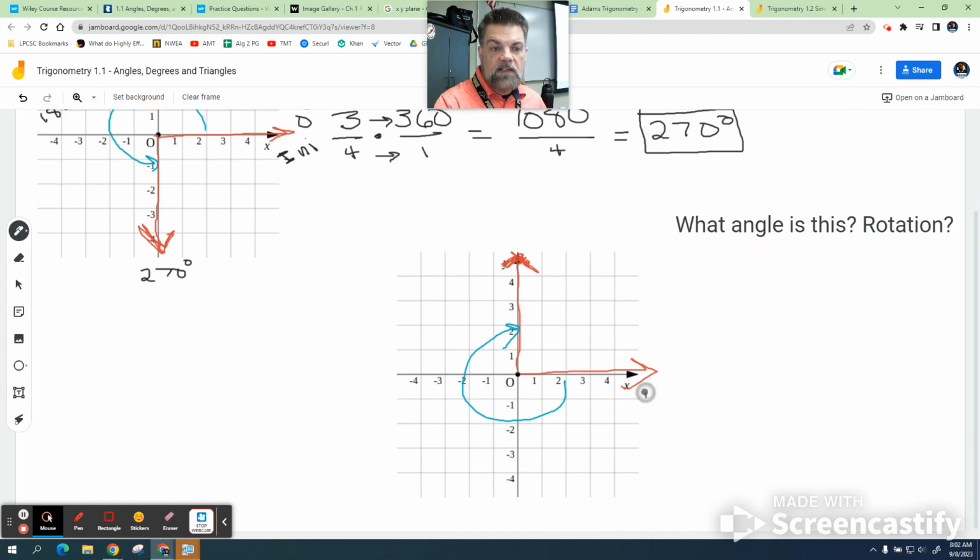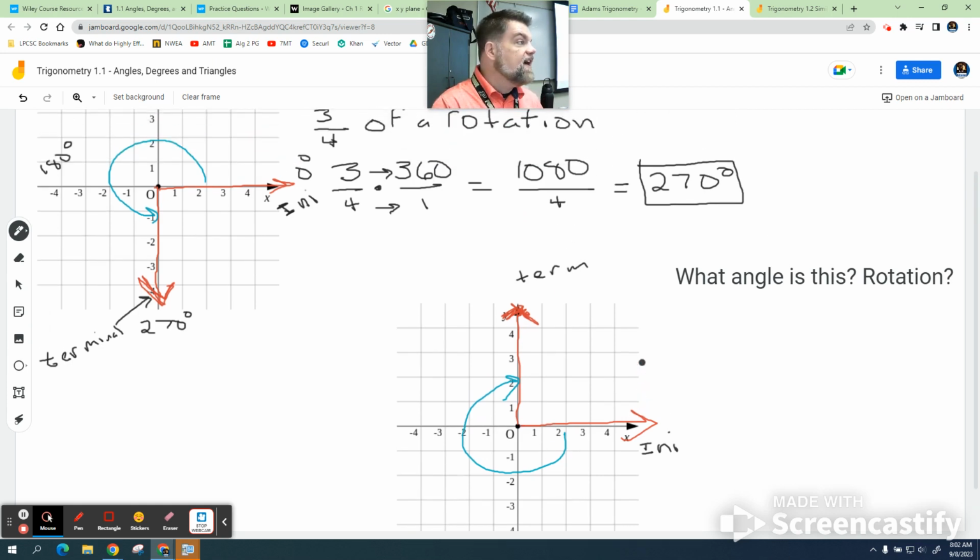again, this is my initial side. Oh, I forgot to mention. So if this is my initial side, then what does that make this side over here? The terminal. That's where it ends. All right. And then this would be my terminal. That's where it ends. And how do I know it's the initial? How do I know the terminal? The terminal is where the arrow is pointing. That is pointing to where it stops. The initial on the XY plane is always going to start at the x-axis between the first and fourth quadrants.